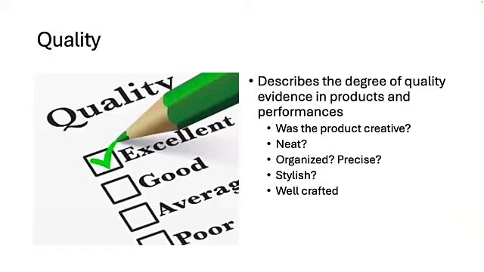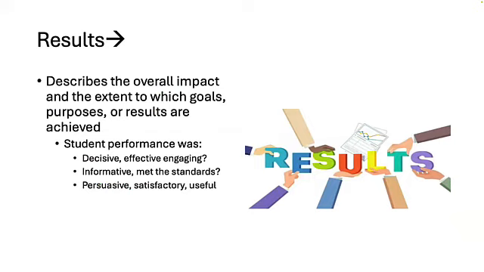Quality describes the degree of evidence in products and performances. Was the product creative, neat, organized, precise, stylish, well crafted? Results describes the overall impact and the extent to which goals, purposes, and results are achieved. Student performance was decisive, effective, engaging, informative, met the standards, persuasive, satisfactory, useful.